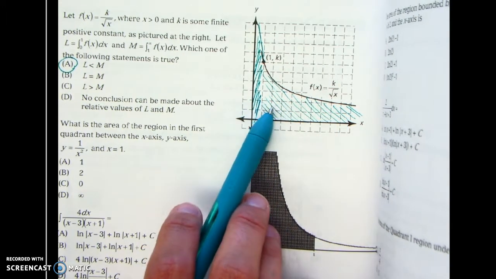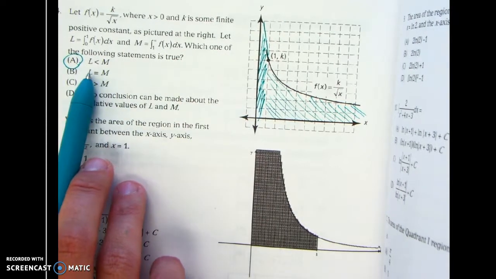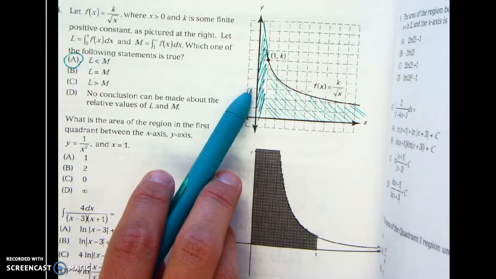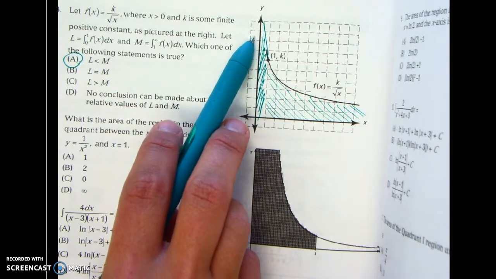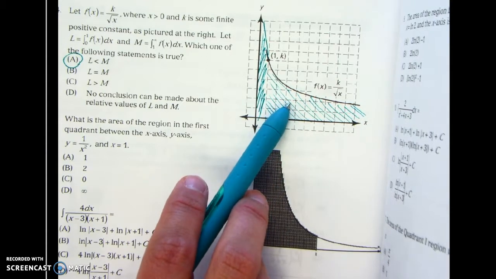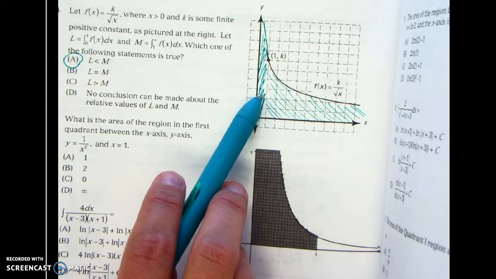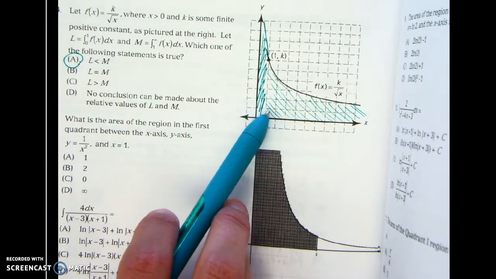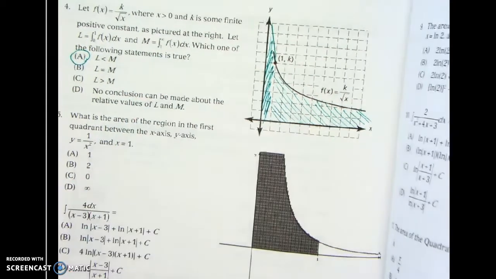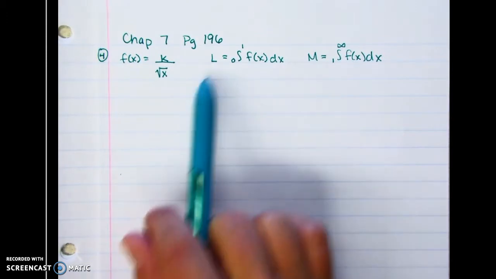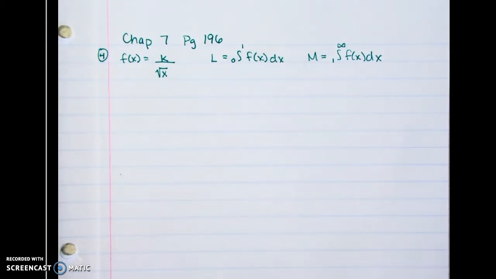Just based on looking at the area, I guessed that the answer was that L is less than M. Would you agree? Even though this goes to infinity and this goes to infinity, you can see that the M area started out way bigger than the L area. Now, I would like to just say that and move on, but I think we should do the algebra to review these improper limits. Improper means when one of your limits is infinity.